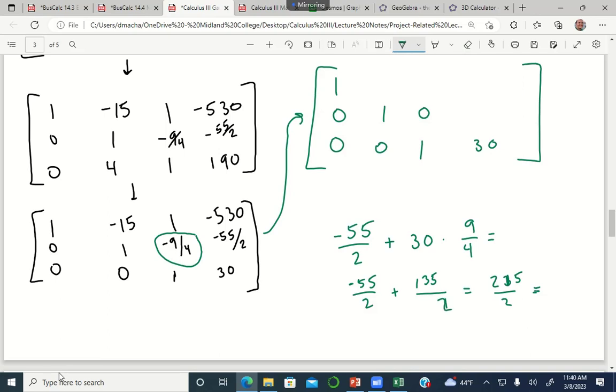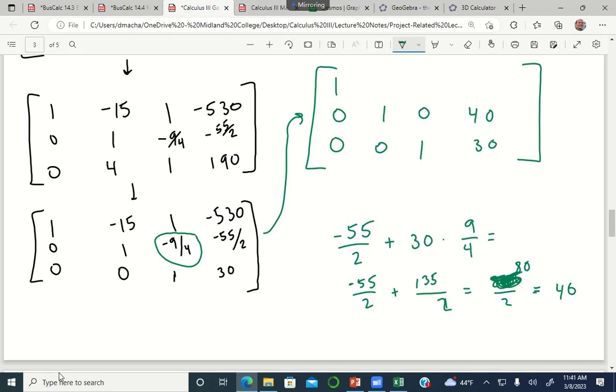And then 135 minus 55 is 80, which is 40. Okay, I knew this had a nice answer. Now I want this 1 in my previous matrix. I want that 1 to be a 0. So I'm going to subtract the third row from the first row.